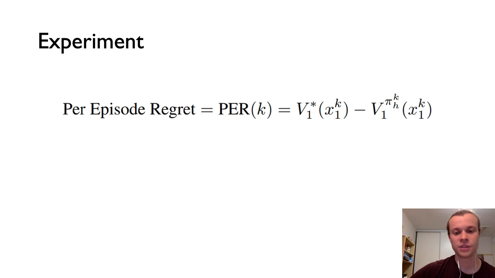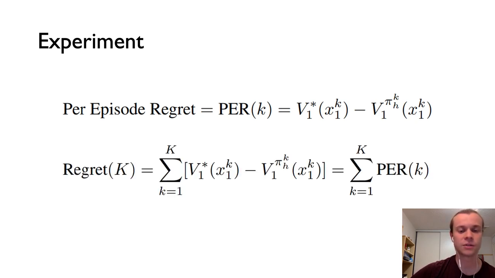So in the experiment, the metric we use is a per episode regret. And if we look at the original regret, we can see that the per episode regret is essentially, as the name says, the regret for each episode, or little k. And so the total regret can just be written as the sum of the per episode regret over all episodes.